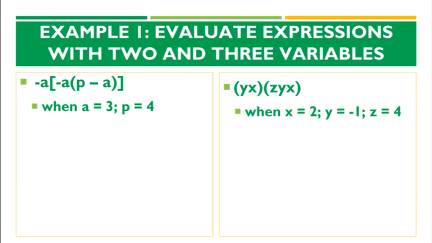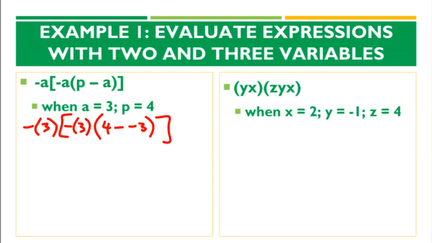So we have negative a times brackets, negative a times parentheses, p minus a in parentheses and bracket, when a is 3 and p is 4. So our very first step is to substitute the numbers in for the variables. I'll start off with plugging 3 in for a, and then in these other parentheses, for p, I put 4 minus a negative 3 in brackets. And then we follow order of operations to solve.